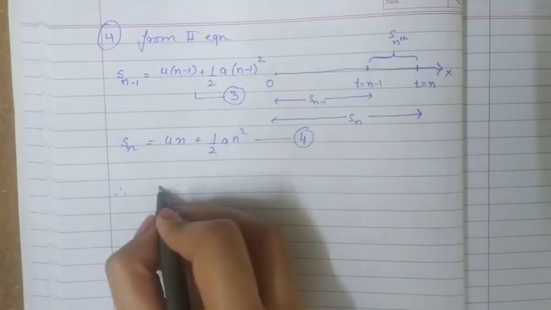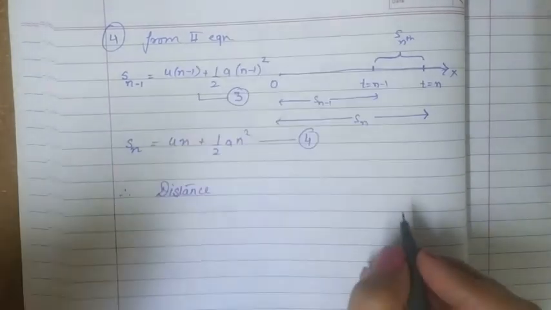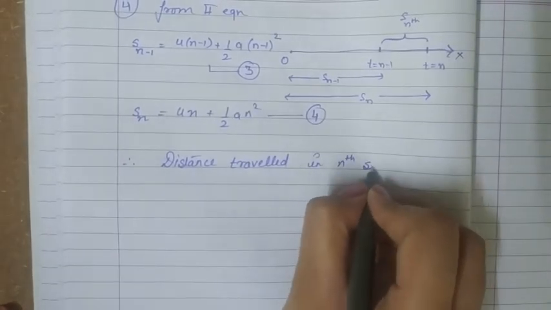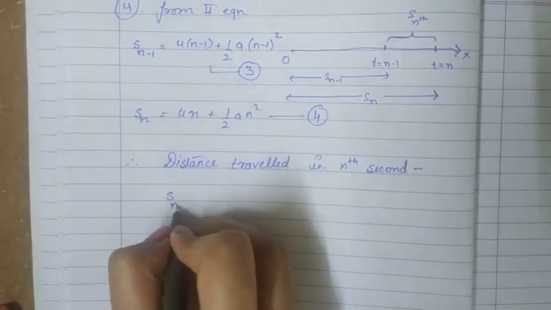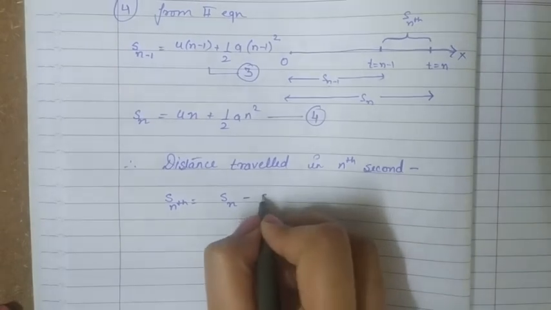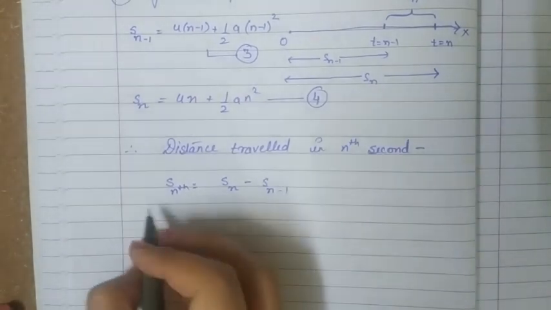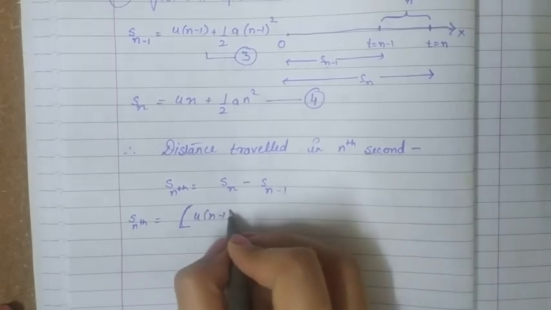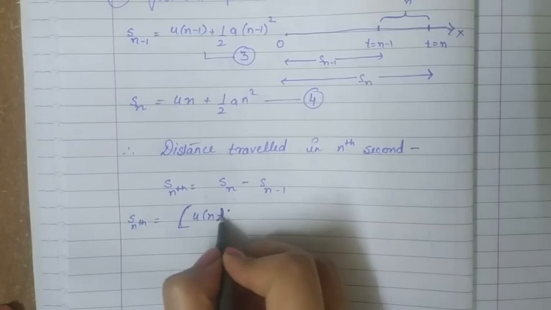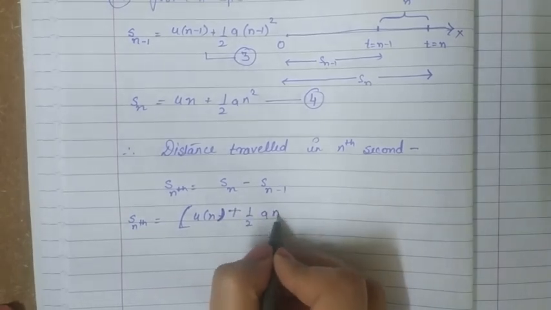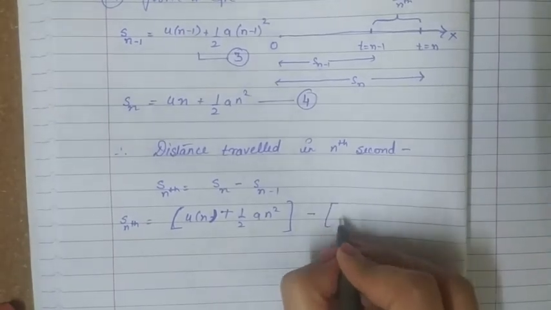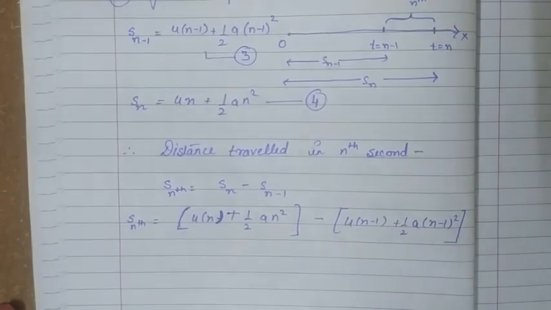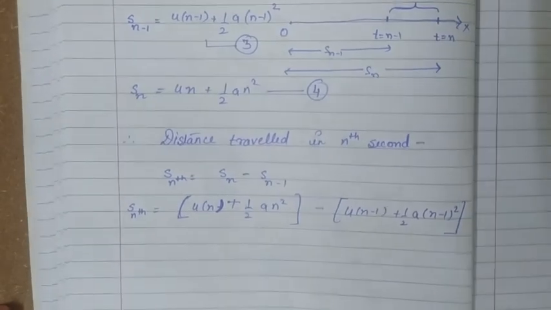Hence the distance traveled in the nth second, Snth, is equal to Sn minus Sn minus 1, and by substituting the values from 3 and 4 we can get this. So Snth is equal to un plus half a n square, this is Sn, minus, for Sn minus 1, u(n minus 1) plus half a (n minus 1) square. So we have to put these values from equations number 3 and 4 and solve this to get the required answer.